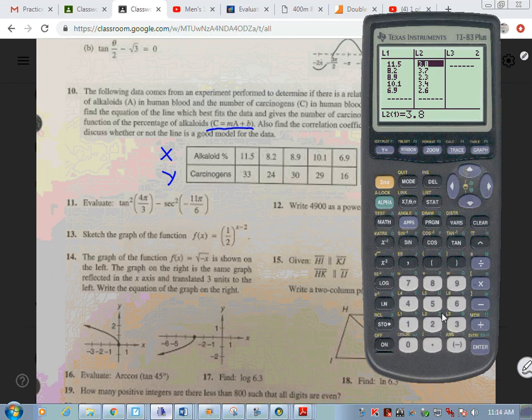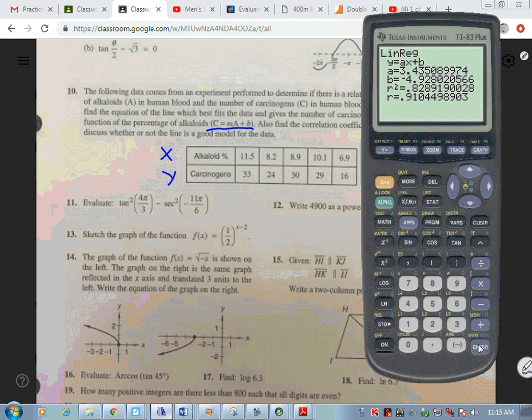Now for our y's, 33, 24, 30, 29, 16. Okay? From here, we go back and we hit stat again. We come over to calculate, and what we want is linear regression because we're wanting something that's going to give us that y equals mx plus b. They're just substituting a in for m.